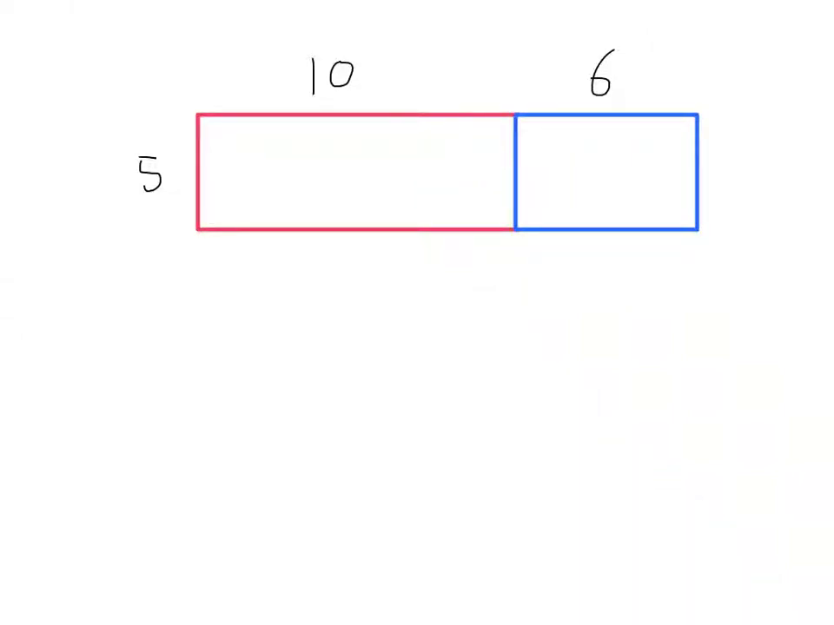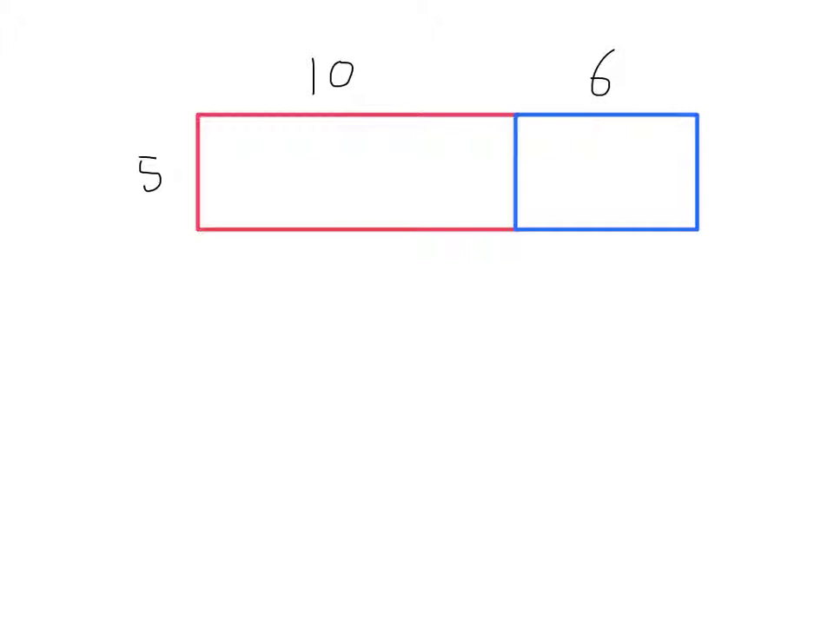Imagine we want to work out the area of a long rectangular room, split into two parts. The first part is longer and measures 5 units by 10 units, and the second part measures 5 units by 6 units. There are actually two different ways we can work out the area of this room.